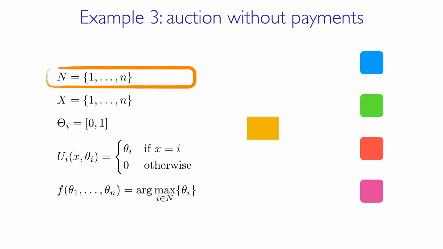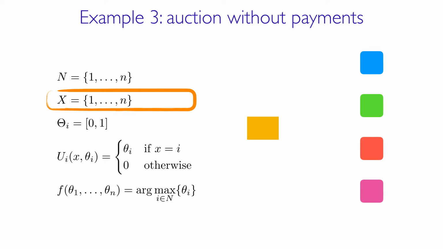Now we focus on another example. In this case, the example is related to the auctions. We have in general n players. Suppose that in the specific instance of our example we have 4 players, the blue, green, red and pink. Furthermore, we have another entity called auctioneer that is not a player, colored in orange.